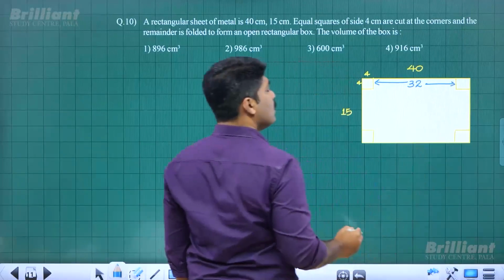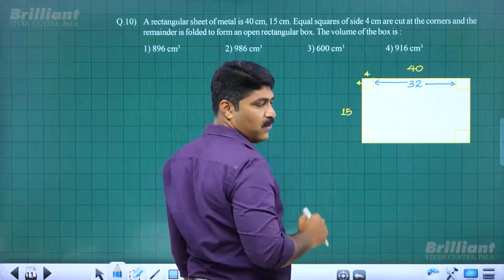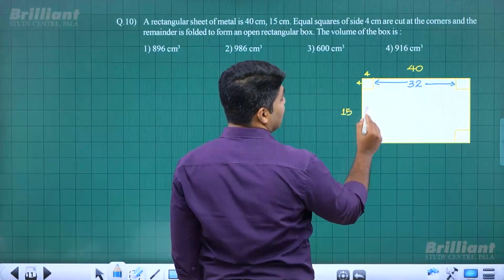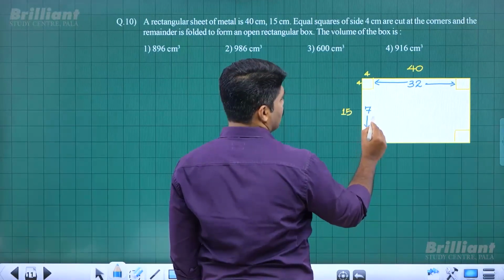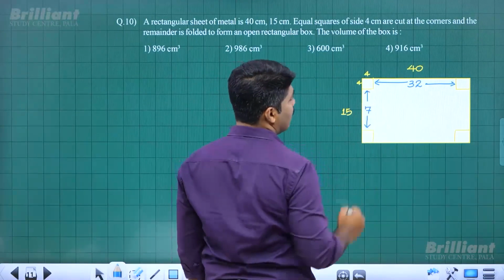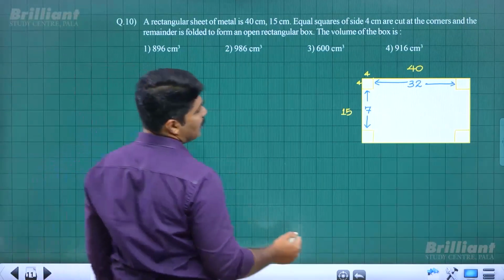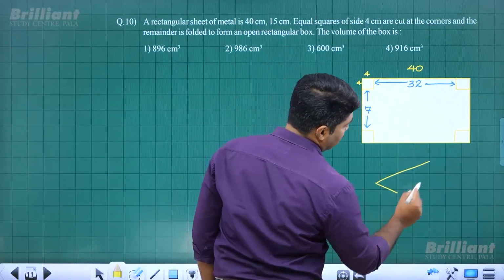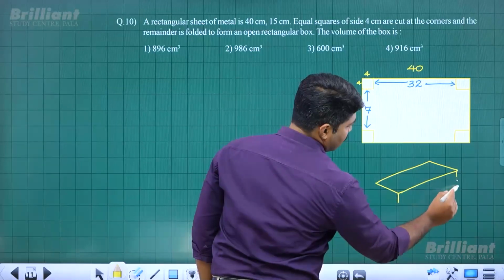Clear? So what about this portion? So this is 15 minus 4 minus 4. So that is 15 minus 8, that's equal to 7 centimeter. So this is 7. Got it? So while we are considering such a cuboid, so if you are framing this as a cuboid here, then how it will become? I just roughly draw this one.